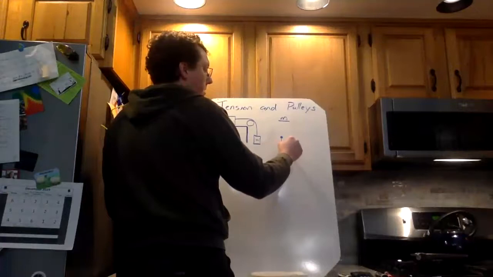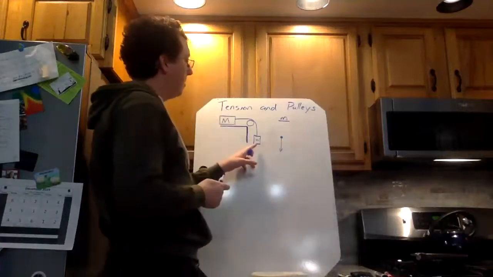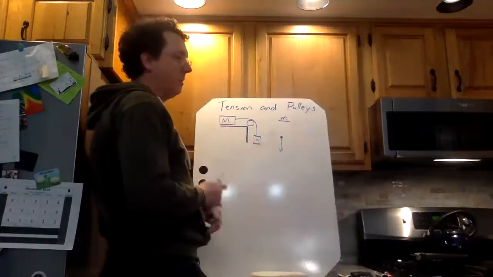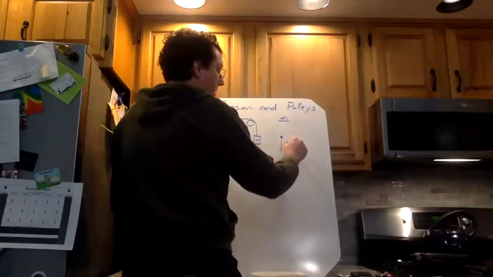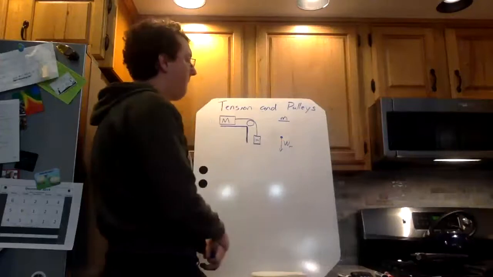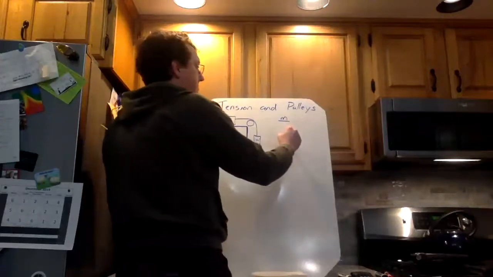We have a weight, and I'm going to be very careful here because we have a big M and a little m. So let's label this as the weight for little m. And then we have a tension force going up.